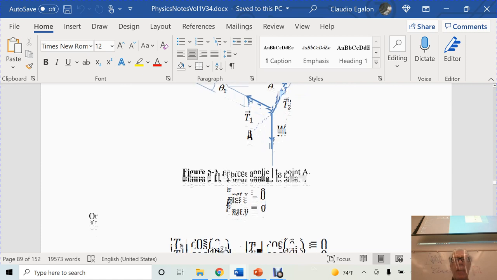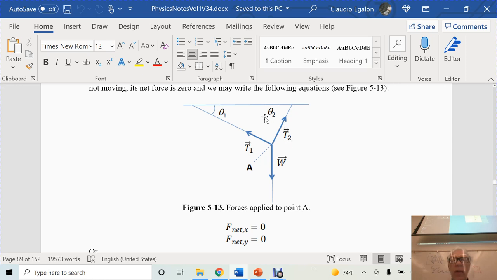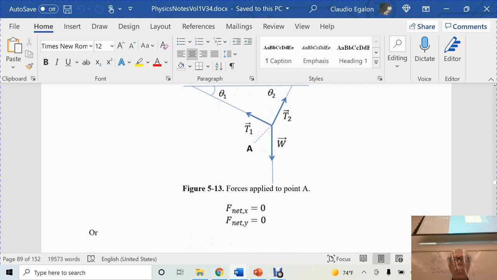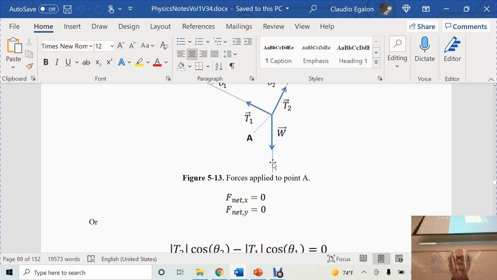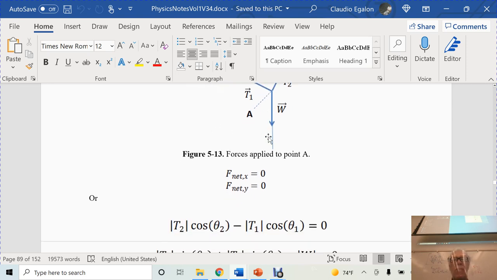Let's break down. The net force is going to be T2 cosine theta 2. That's theta 2, right? That's theta 2, and that's going to be theta 2 as well. This angle here is going to be theta 2. So the x component is T2 cosine theta 2. To the right is positive, to the left is negative. That's why I put the negative sign here. T1 cosine theta 1. Theta 1 here, theta 1 here. That's the x component of the net force.